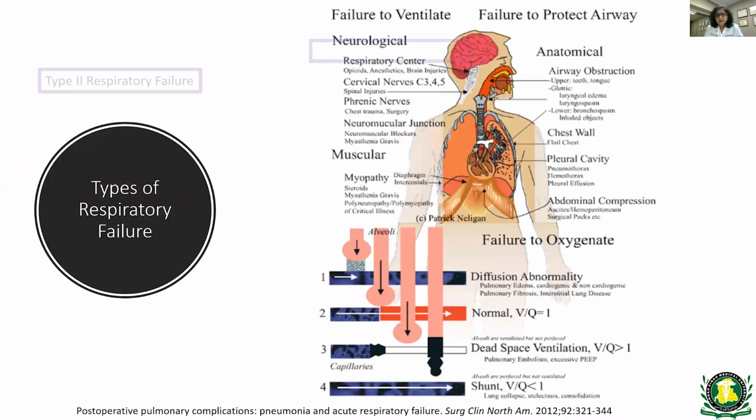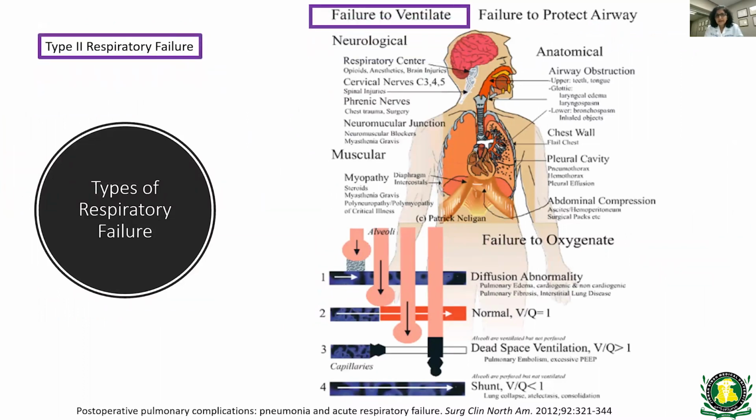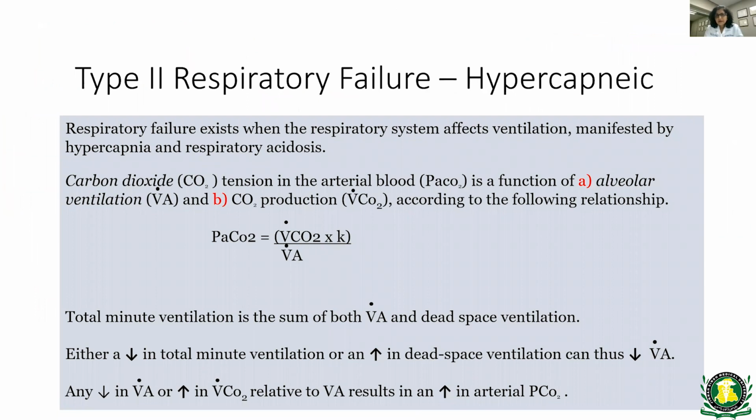Now, type 2 respiratory failure is the failure to ventilate. Here, this is manifested by hypercapnia and respiratory acidosis. Now, carbon dioxide tension in arterial blood is a function of two very important variables, alveolar ventilation being one of them, and CO2 production being the other. So PaCO2 is directly proportional to CO2 production and inversely proportional to alveolar ventilation. So when alveolar ventilation is decreased, PaCO2 is increased.